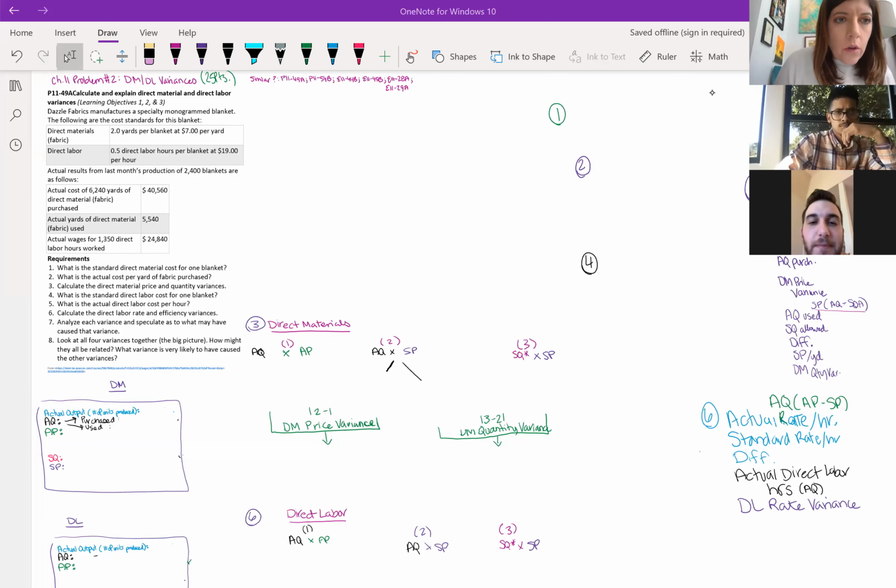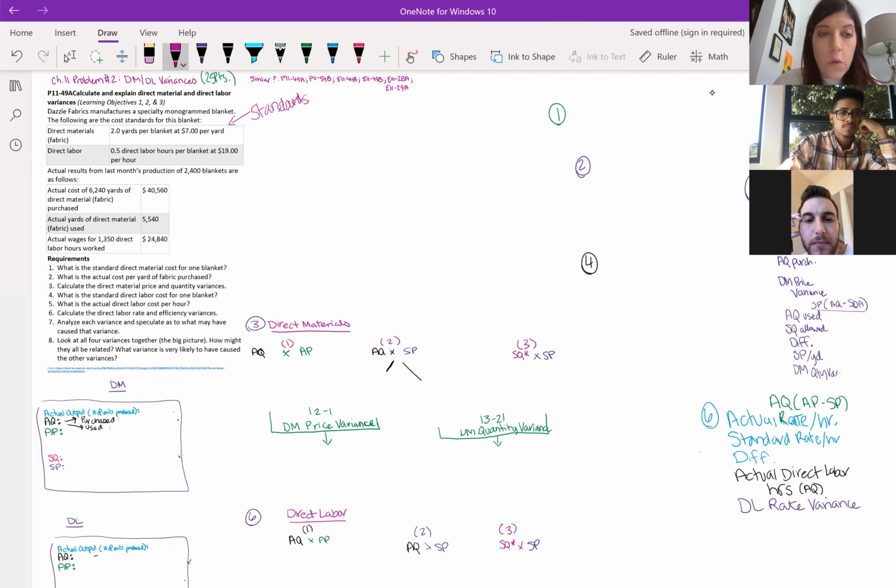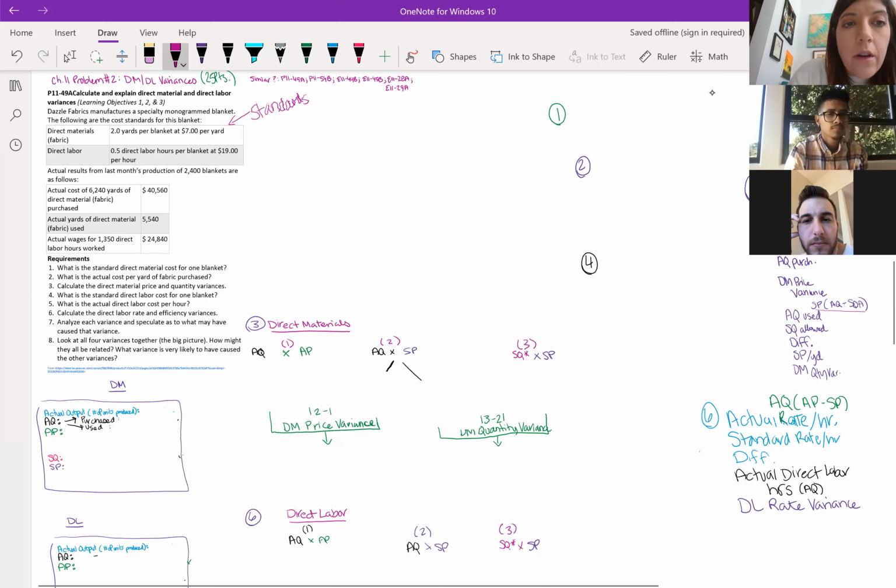So this one is more straightforward. It's just calculating the direct materials and direct labor variances that you're used to. So Dazzle Fabrics manufactures a specialty monogram blanket. The following are the cost standards for this blanket. So the standards, I'll just label it over here. We're going to look at direct materials separate from direct labor, just like usual. Direct materials, 2 yards per blanket at $7 per yard.